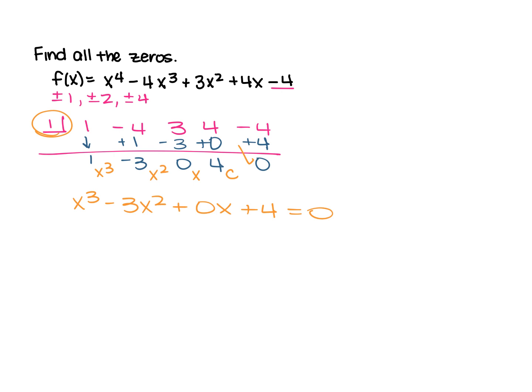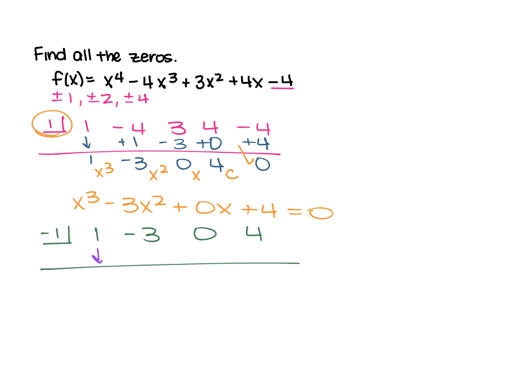I keep the 0x in because I cannot factor this by grouping since there are 4 terms, so I'm just going to use my synthetic division. I'm working with a 4 again, so I still have factors of 1 and negative 1, 2 and negative 2, 4 and negative 4. So I already tried the 1. I'm going to try negative 1 this time. So I have 1, negative 3, 0, and 4.